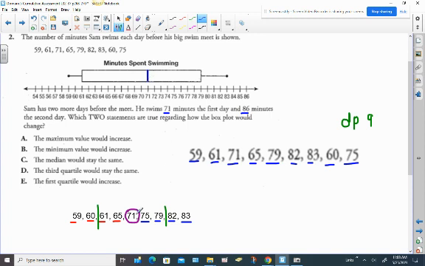Now, to figure out the middle of the lower half of the data, we have 4 data points that we'd be looking at. So I drew a line there to represent what that would be. And to find the middle of the upper half of the data, I drew a line between the 79 and the 82 so we can see that.